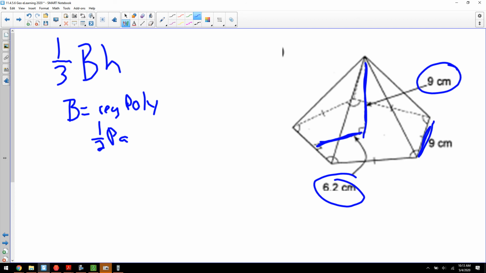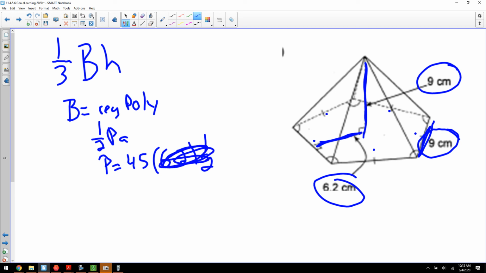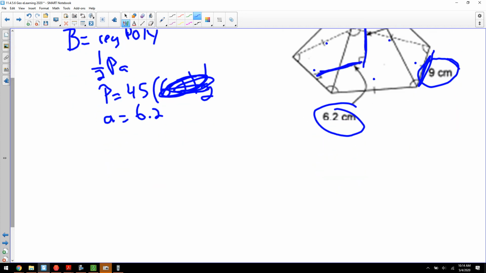So to find the perimeter, you count your number of sides: 1, 2, 3, 4, 5 sides of 9. So your perimeter is 45. The apothem is given to you as 6.2. We still have to multiply that by 1/2. So our apothem was 6.2, and our big B will equal 1/2 of 45 times 6.2.